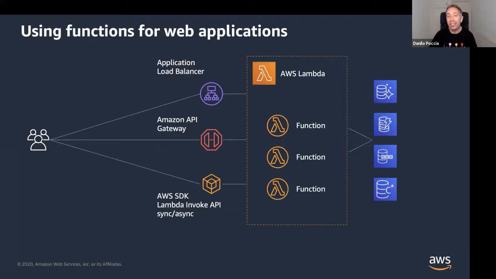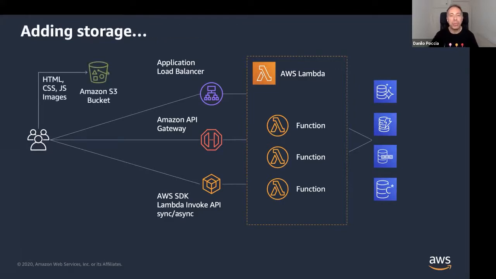So you need an entry point like an Amazon API Gateway or a load balancer, or you can even call them directly from an SDK. And this function can implement the business logic of your backend and use many of the databases that we mentioned before. So probably DynamoDB is a very popular choice, but you can use others too.